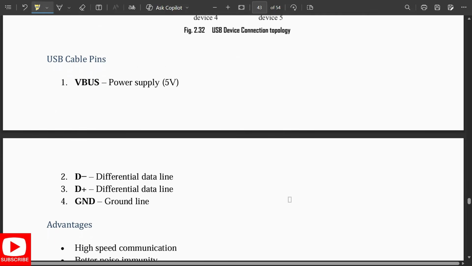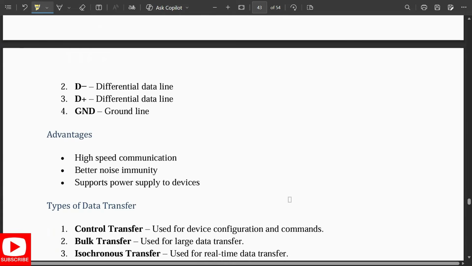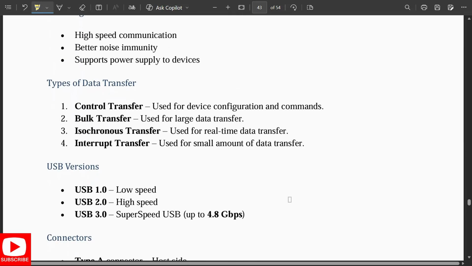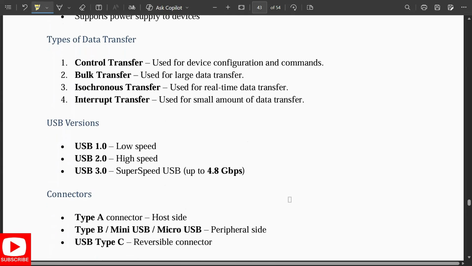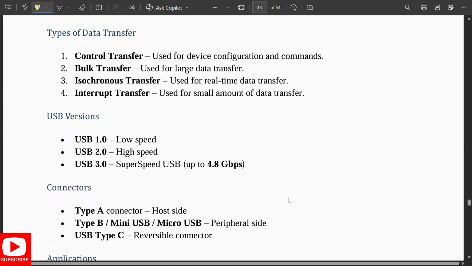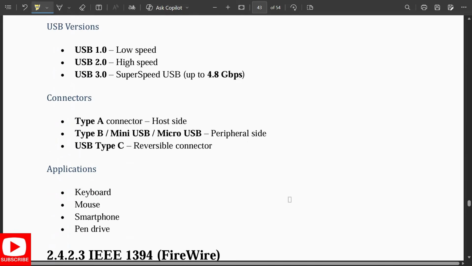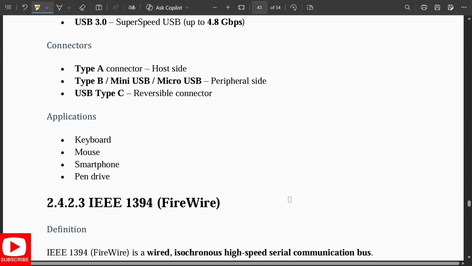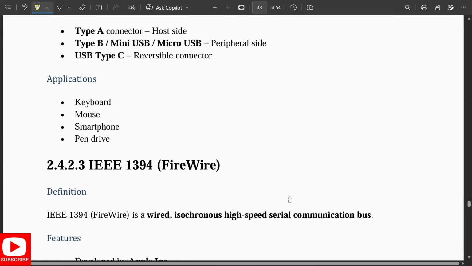Next is USB cable pins. Here VBUS, that is the power supply, is 5 volts. Then D minus is a differential data line, D plus is a differential data line, and then the ground line. So high speed communication, better noise immunity, and it supports power supply to devices. What are the types of data transfer? Control transfer, bulk transfer, isochronous transfer, then interrupt transfer. We are using different USB versions for the speeds, then connectors type A, type B, or type C, then applications of that.